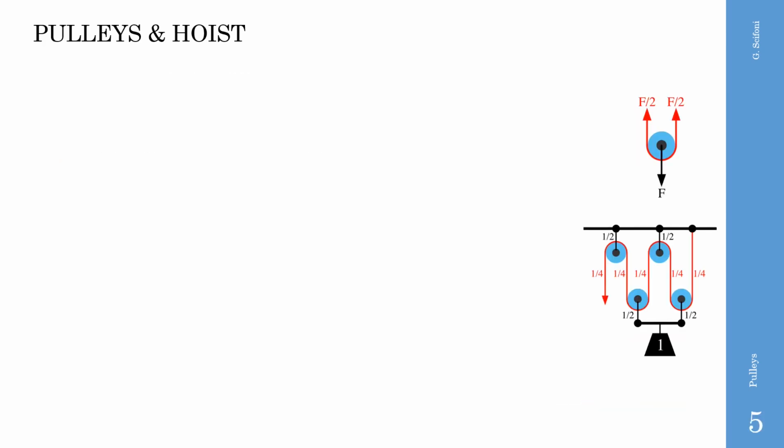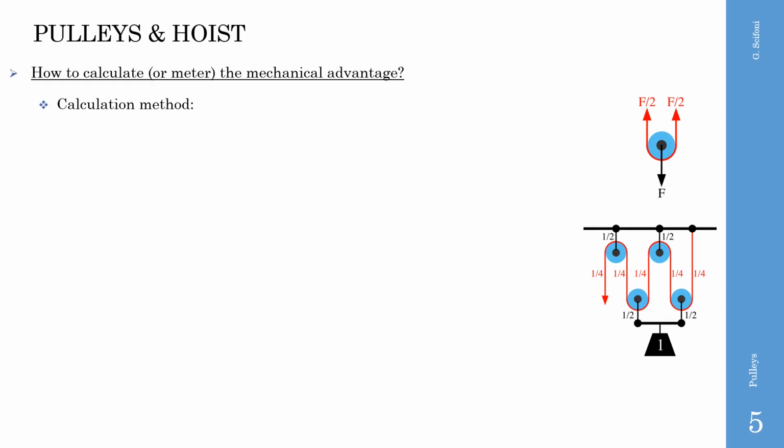How to calculate or meter the mechanical advantage? To calculate it, we need to find the effort by knowing the load and the shape of the hoist. Three rules. Number 1. Since it is not possible to transfer any mechanical moment because the axle is free, there is no brake or motor, then the tension in the rope must be the same for each of its parts. This force is equal to this force.